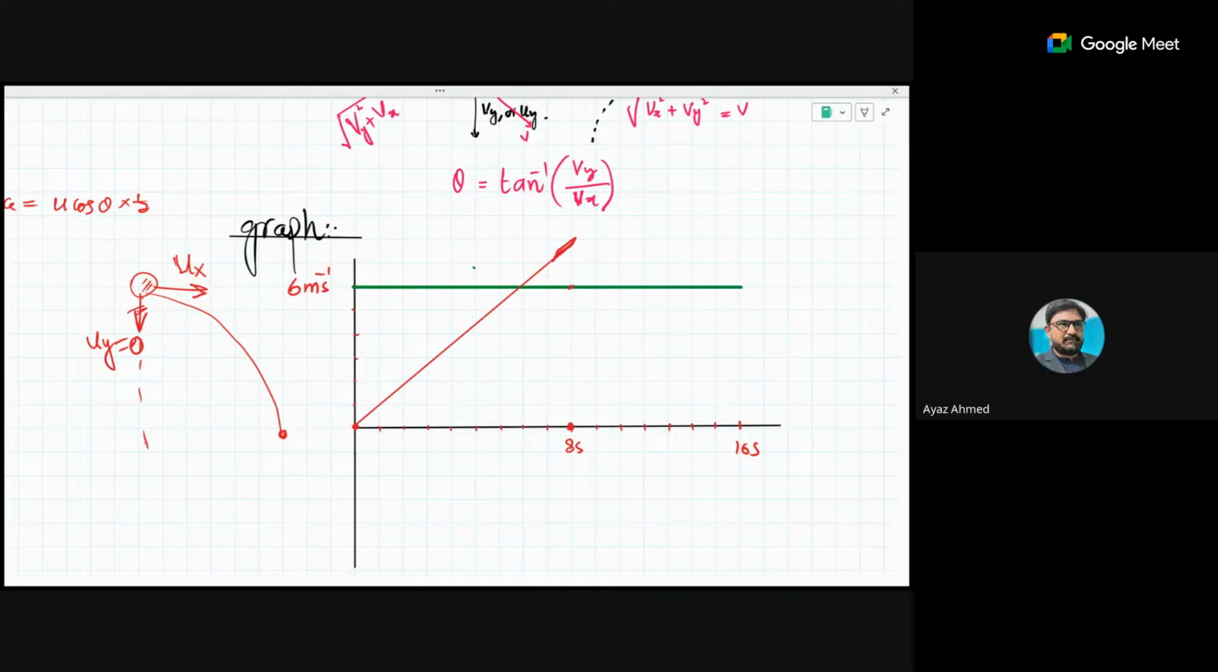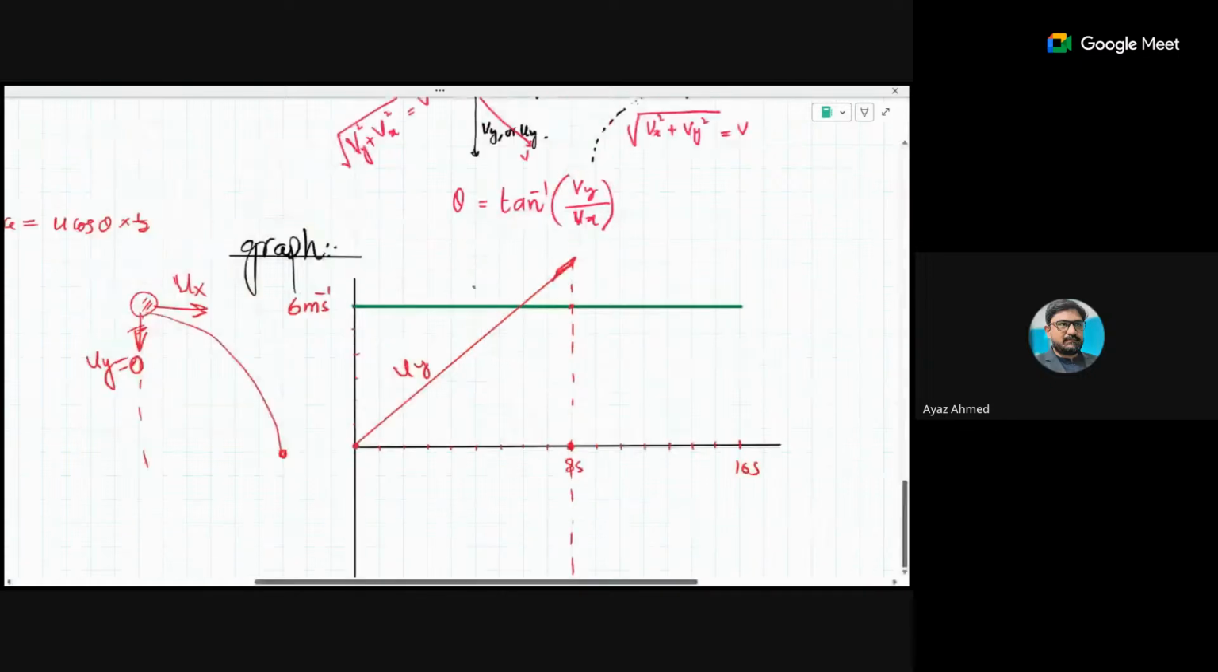So this is your vertical velocity. Either you can say it u, y, or whatever. And after that, the projectile will drop down. In this one, the projectile will not move anywhere else because it will hit the ground.